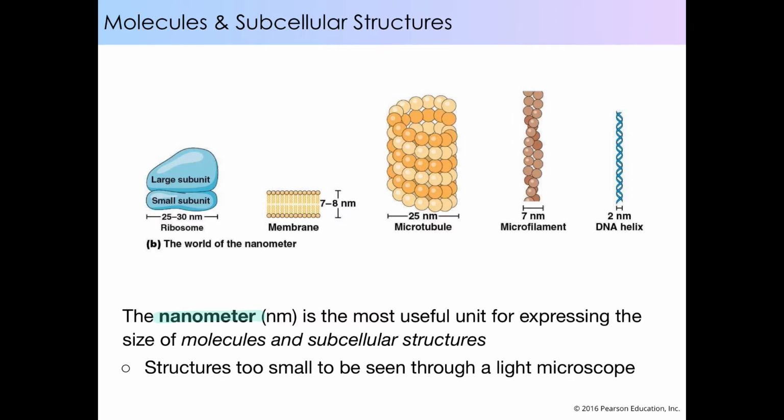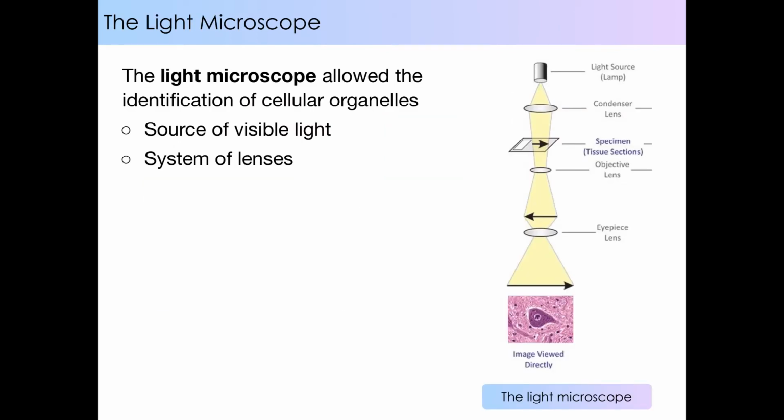Now, these structures cannot be visualized using standard light microscopes. However, there are certain microscopes, which we'll discuss later, that allow us to visualize some of these molecules and subcellular structures. The compound light microscope was very important early on in cell biology because it allows scientists to visualize cells and organelles, and it continues to be important to this day.